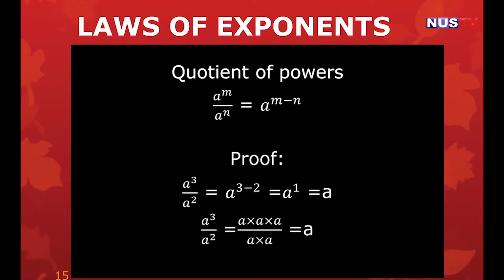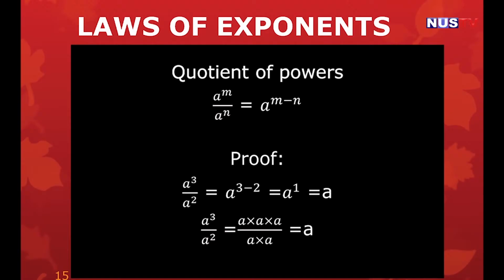So if you have a fraction with a to the power of m divided by a to the power of n, the quotient of power law says you can simplify it down as a to the power of m minus n. Right? Let's have a look at the proof.